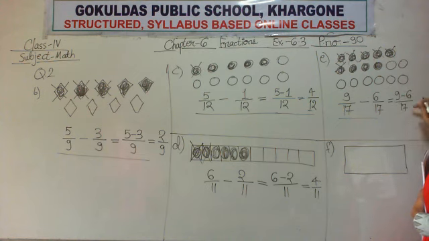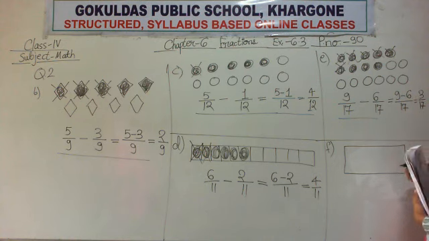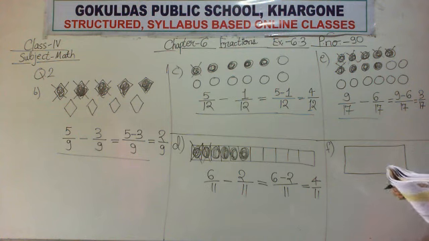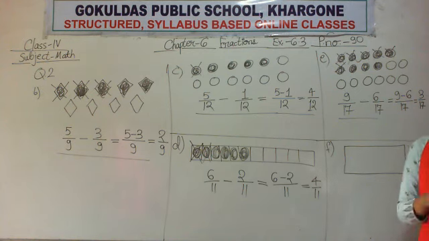9 minus 6 upon 17. 9 minus 6 means 3 upon 17. So 3 upon 17 is our result. Now move towards question number F. A big rectangle is given which is equally divided into how many parts?